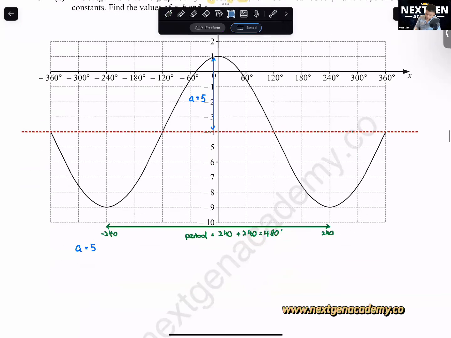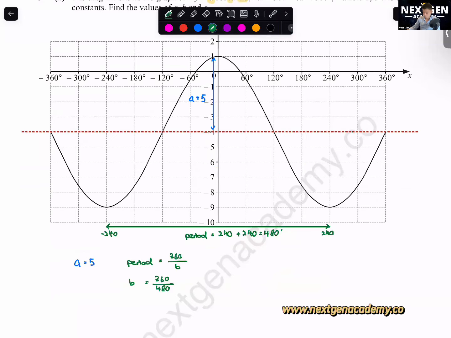Okay, what is the formula for B? Okay, so period equals to 360 degrees over B. So B is equals to 360 over 480, which is equals to, you go calculate, 3 over 4.